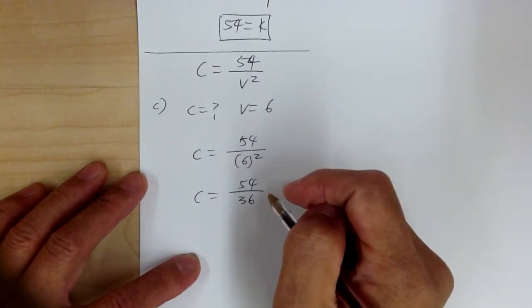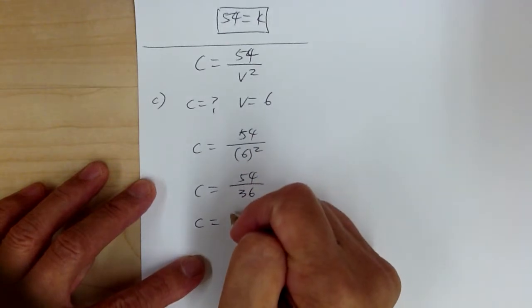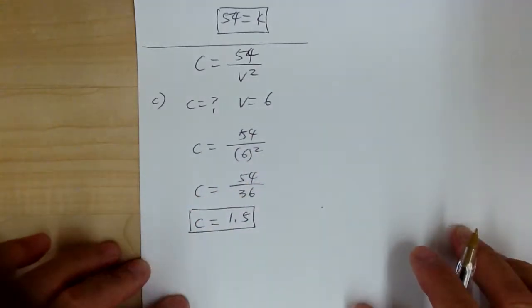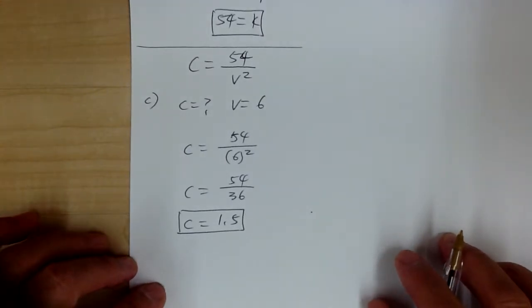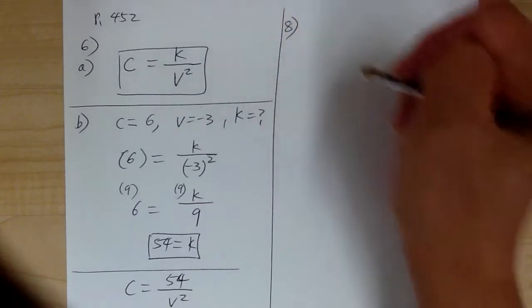And then you can simplify, or you can divide, doesn't matter. If you divide using decimals, you get 1.5, or 3/2. Okay, let's do number 8.